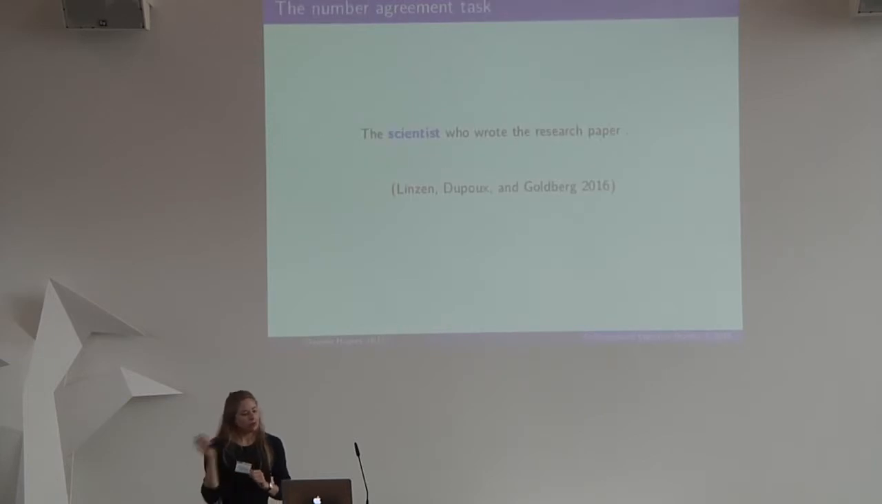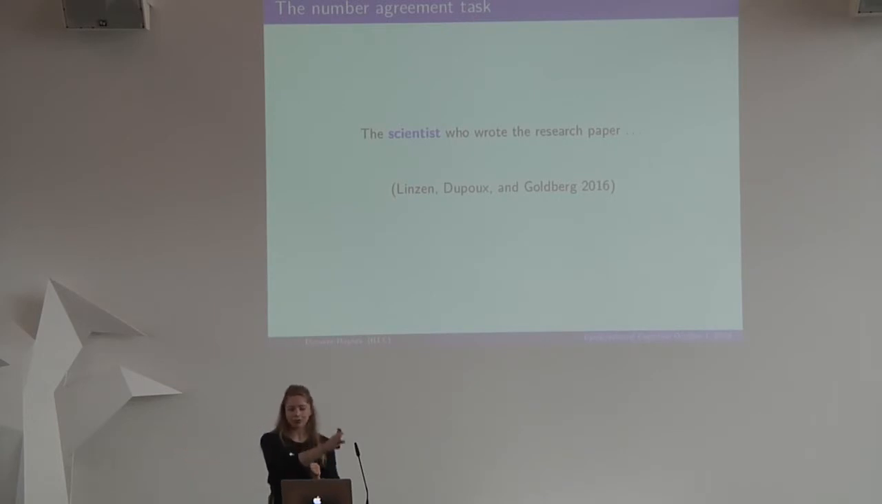A while ago, there was an influential paper in which they used this subject-verb agreement. They formulated the number agreement task to define if models could capture hierarchical structure. It's very simple. You give a model the prefix, in this case "the scientist who wrote the research paper", and then you check what it predicts. If it predicts a verb with the right number, you put it in the correct category. If it's wrong, you put it in the wrong category, and you simply compute the accuracy.